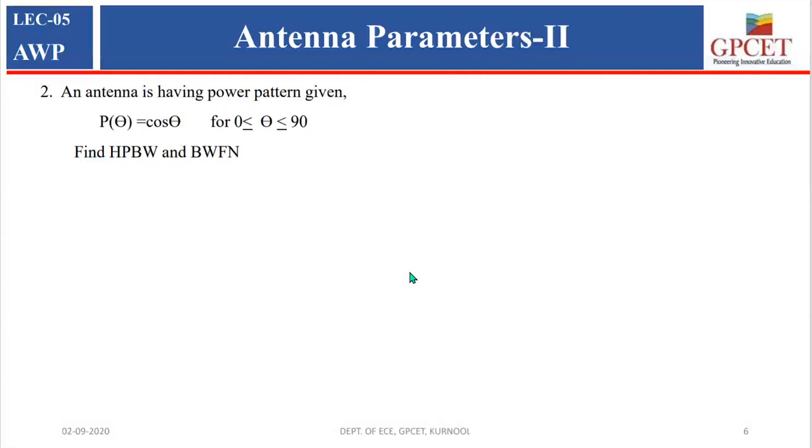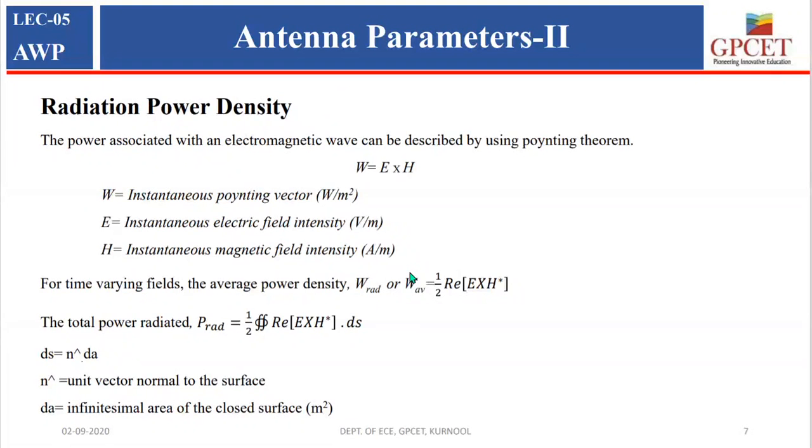Okay, next we'll move to the radiation power density. I think you might have studied this radiation power density in electromagnetic theory and transmission lines. So we all know, for any antenna, if we give the time varying current or time varying voltage as an input, that antenna radiates electric and magnetic fields into the free space.